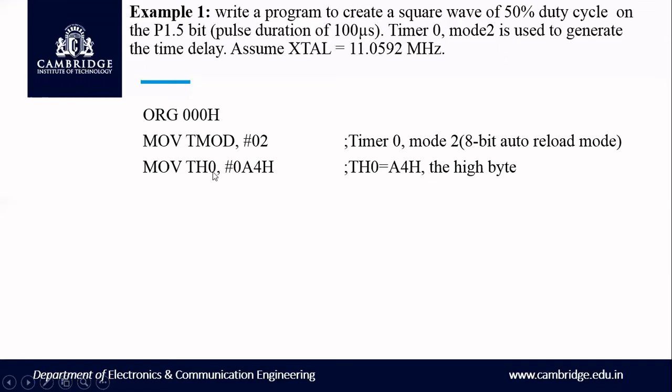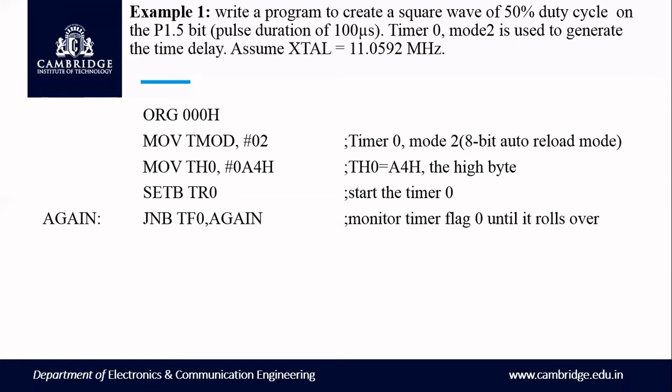Once this is loaded, the third step is to start the timer. So we need to write the instruction SETB TR0. Then we need to monitor whether this timer rolls over or not. In this particular instruction, you are monitoring TF, whether it is raised or not. Continuously it will be executing this until it counts 92. 92 counts you are getting through this timer. Then it will come out of this loop.